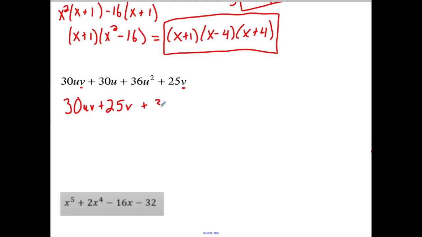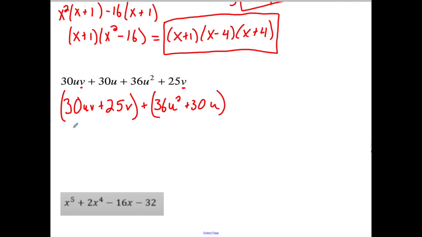And then I'm similarly going to put the u squared in front, and I'm going to group the 30u together like this. Because of the commutative and associative properties, it doesn't matter how you group numbers, and it doesn't matter the order that you have numbers when you are doing things like addition. If the commutative property didn't exist, we could not assume that we're able to do this.